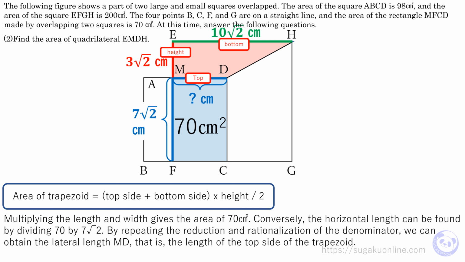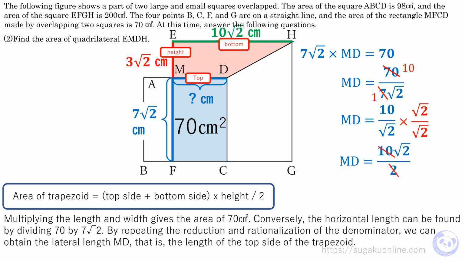Conversely, the horizontal length can be found by dividing 70 by 7 square root 2. By repeating the reduction and rationalization of the denominator, we can obtain the lateral length MD, that is, the length of the top side of the trapezoid.